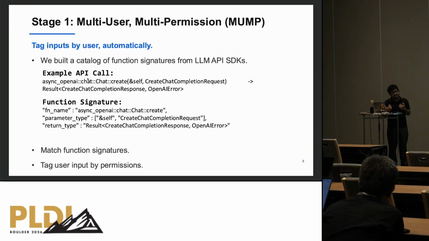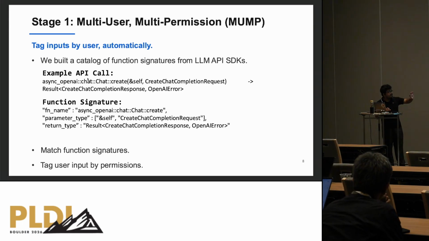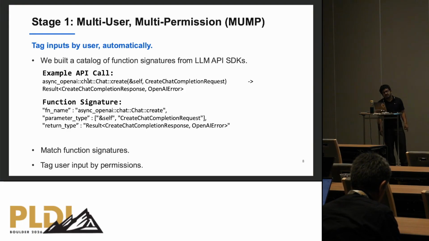We have a data set of those function signatures, and we try to find the function signatures in the program's code. If we find that the signatures match one of the OpenAI API's calls or Gemini's API calls, then we can identify, okay, this is an LLM API call, and we need to work on that. I see, but you're not using that to distinguish between users. It's just okay. Thanks.